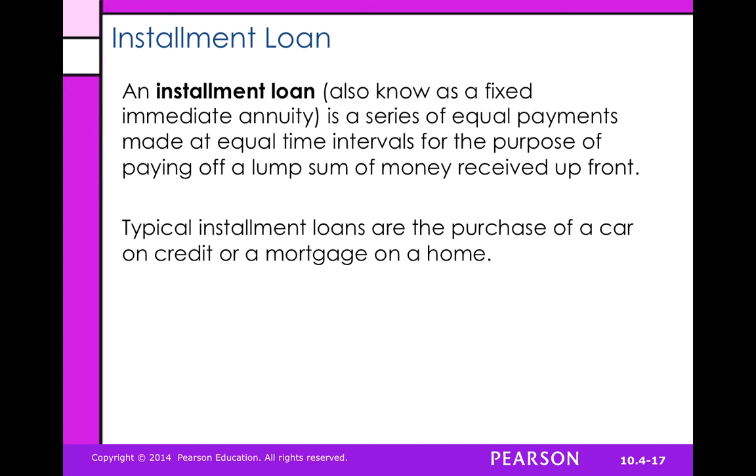Now let's move on to loans, like say auto loans and house loans. These loans are called installment loans, and they are a series of equal payments made at equal time intervals, usually monthly, though not always monthly, for the purpose of paying off a lump sum of money that somebody's handed you up front. Typical installment loans are for the purchase of a car on credit or the purchase of a home on credit, and the purchase of a home on credit is called a mortgage.